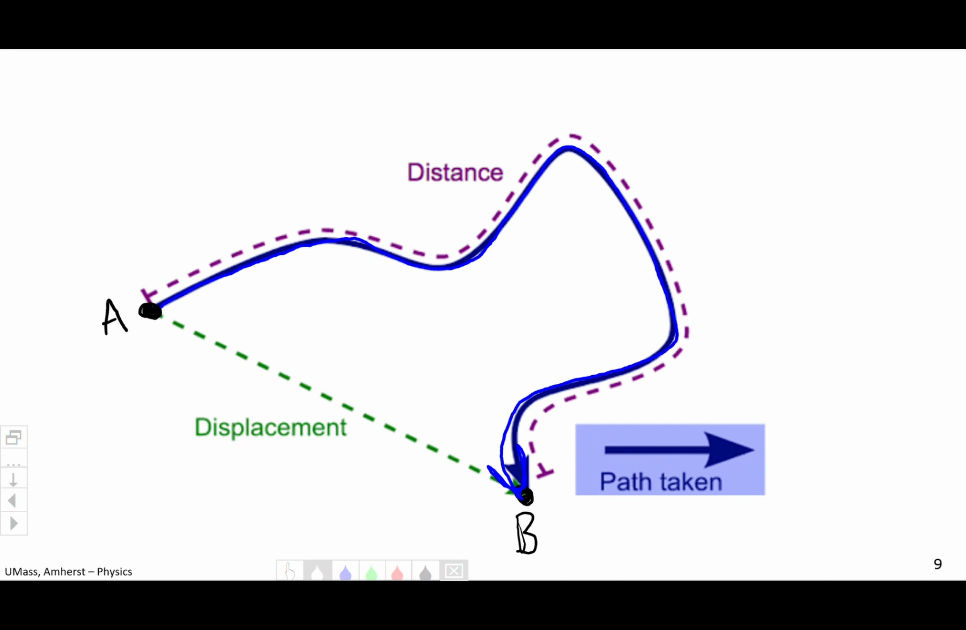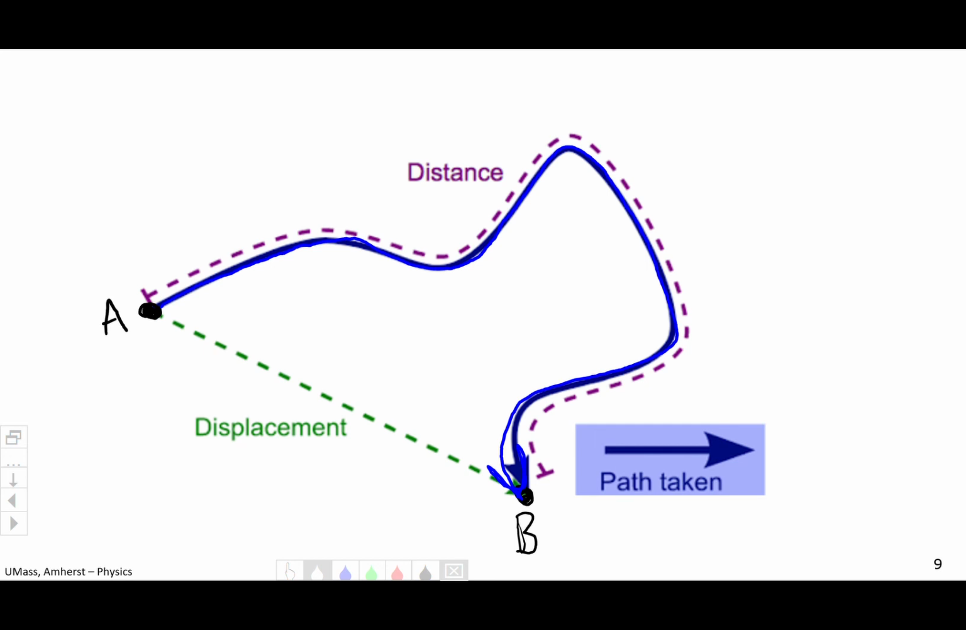One way that we can describe it is via its distance. So how much distance was covered? And that would be the purple dotted line. So the distance being the total change in position. So you follow along the path and you measure how many meters that path was.